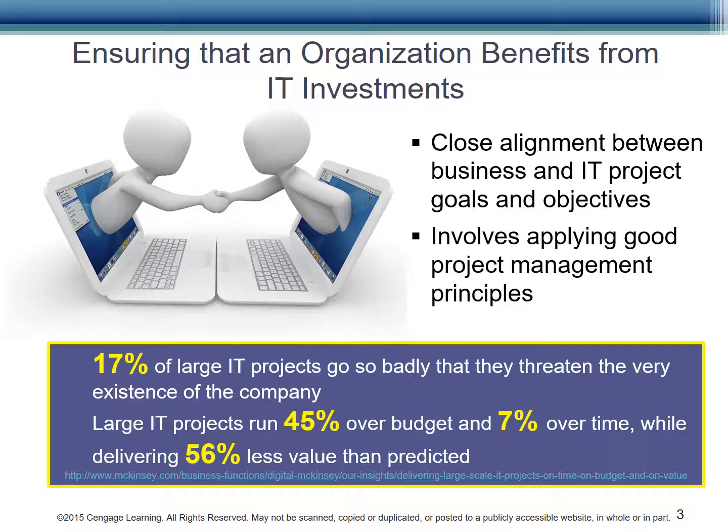The percent of failed IT projects varies, but McKinsey reports large IT projects run 45% over budget and 7% over time, while delivering 56% less value than predicted. It's an enterprise-wide technology implementation, and this can have disastrous effects for the organization. If you need more IT people, you have to find them wherever you can, traditional or non-traditional. It can mean important differences for your organization.